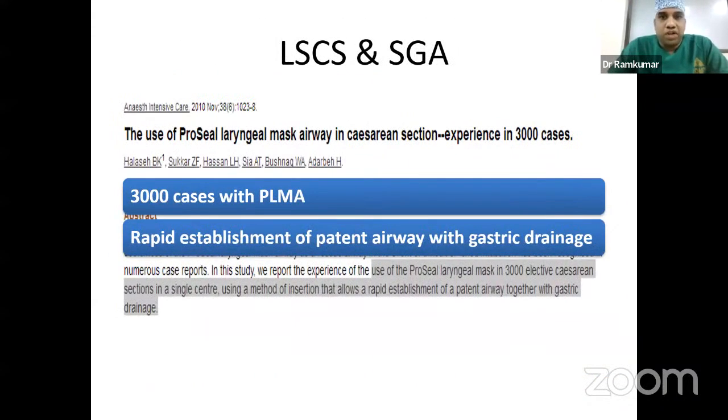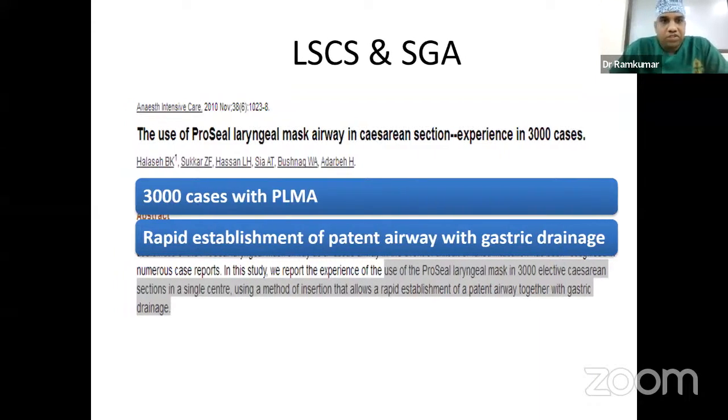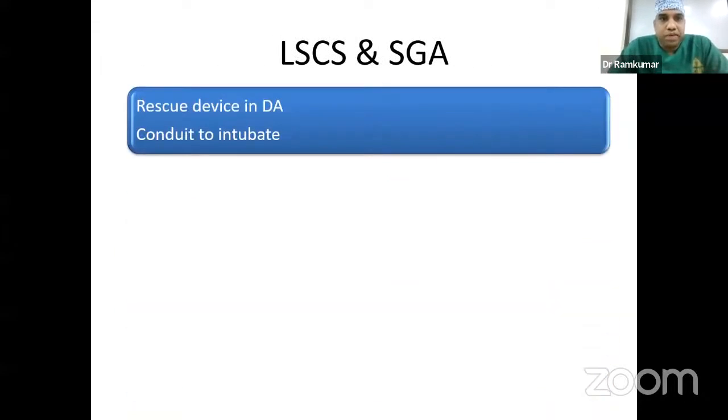Coming to the use of supraglottic devices in LSCS, there is a meta-analysis saying that you can establish an airway rapidly with the ProSeal LMA because it has gastric drainage. There are a lot of studies coming up. The advice is to keep it as a rescue device in difficult airway, and the same way you can intubate through the device, a second generation device, anything.